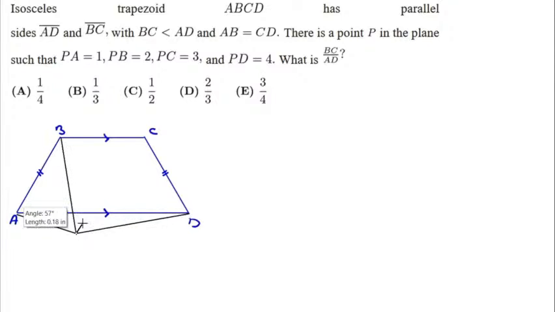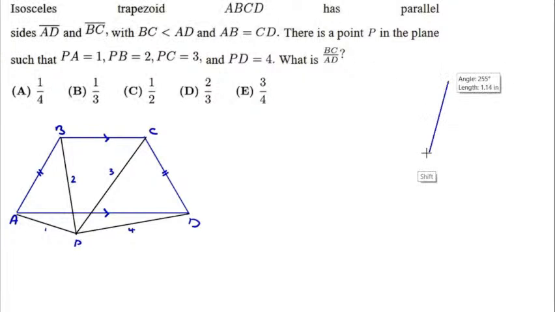Let's connect. Approximately, it will be here. So I consider this is P. PA is 1, PB is 2, PC is 3, PD is 4. What is BC over AD? Okay. Now, when you have these things, 1, 2, 3, 4, one important thing is to use the adjacent Pythagorean theorem. What is the adjacent Pythagorean theorem? It is very useful.